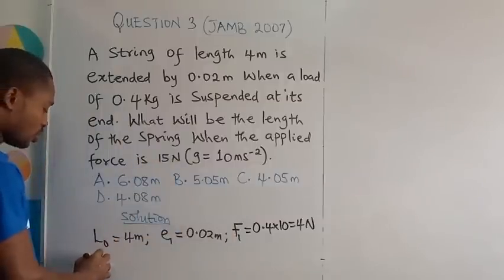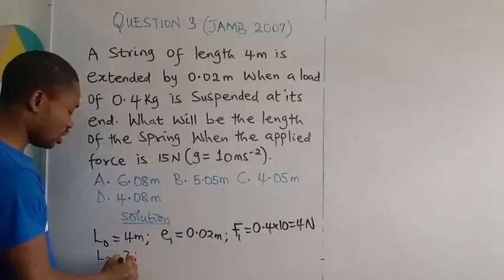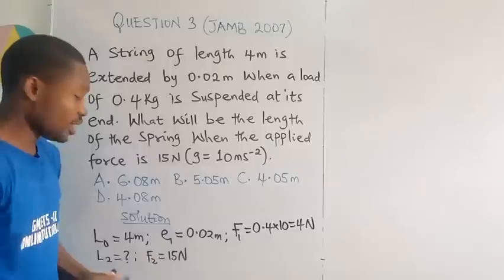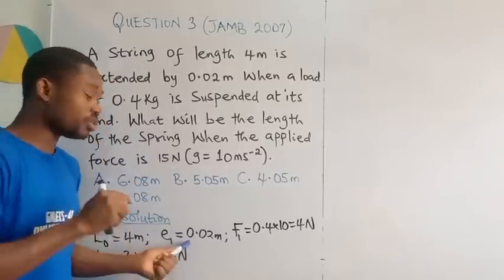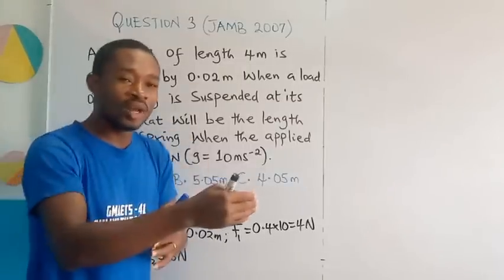So we're going to write L2, which we don't know. I'm using L2 in this case because that is on a condition that a new force, F2 equal to 15 Newton, was applied. Take note of this. The original length of the spring is 4 meter. When it produced an extension of 0.02 meter, there was actually a new length obtained.